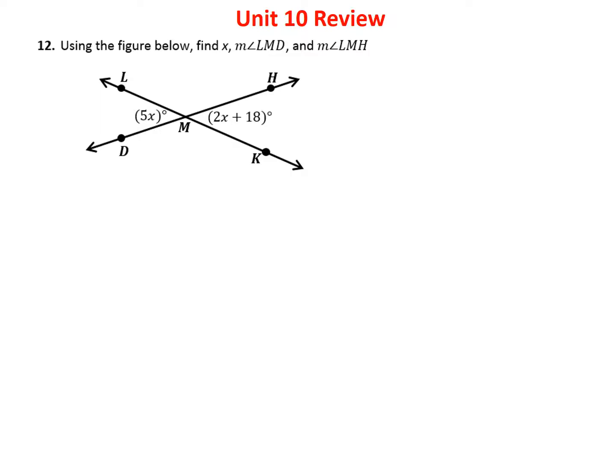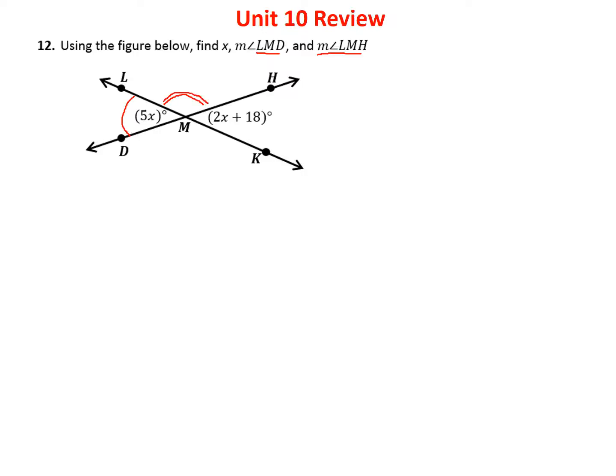Problem 12, we're going to use some of the things we've already done. It's kind of a 2-step problem. First of all, they want us to find angle LMD. Well, LMD is right here. So what we're going to do there is look across and say, well, here are vertical angles, so I can set these equal to each other, find x, and find out what this is. On the other hand, they also want us to find another angle. This will be the second part.